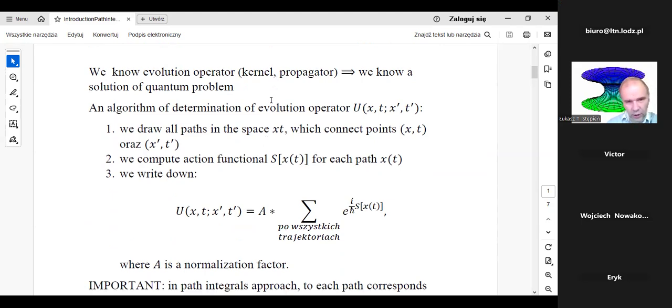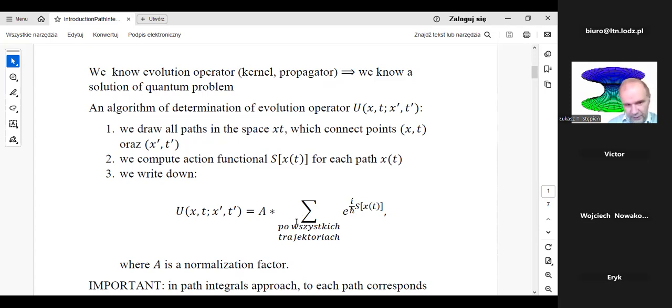You draw all paths in the space connecting points x, t, and x prime, t prime. Next, you compute the action functional for each path, among others for the classical path, and you have to sum. I have not translated "by all paths". Summation in Polish. The summation is by all paths.